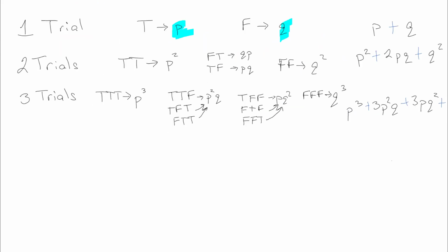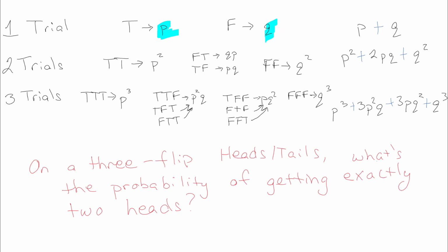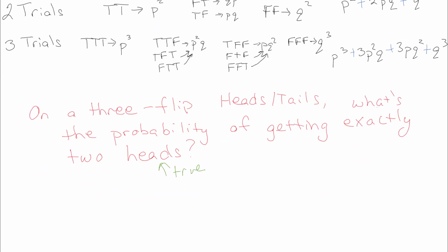So if I'm taking a true-false test, let's say that we had a 3-flip heads or tails game. What's the probability of getting exactly 2 heads? And we can pretend that heads is true. Looking at our picture here, there are 3 ways to get exactly 2 heads.